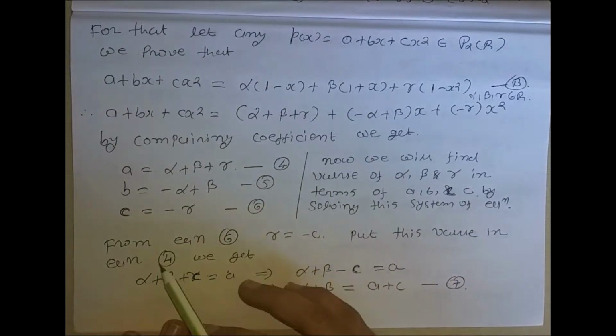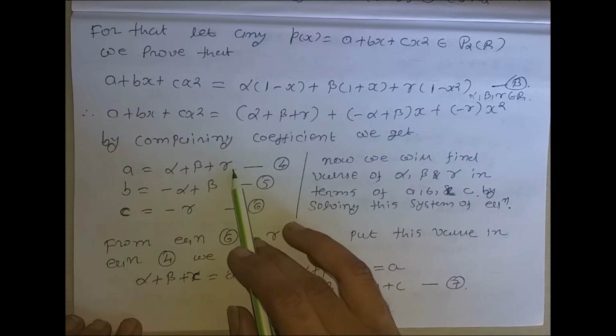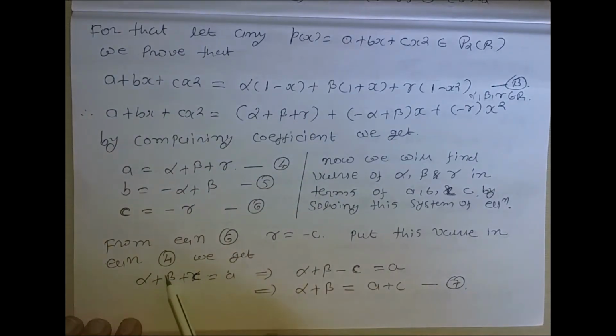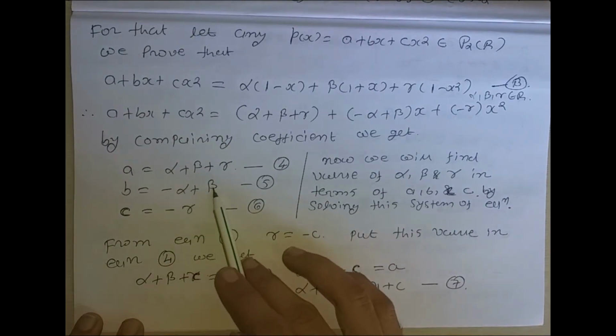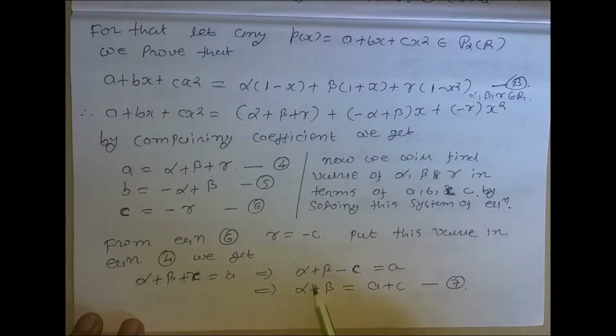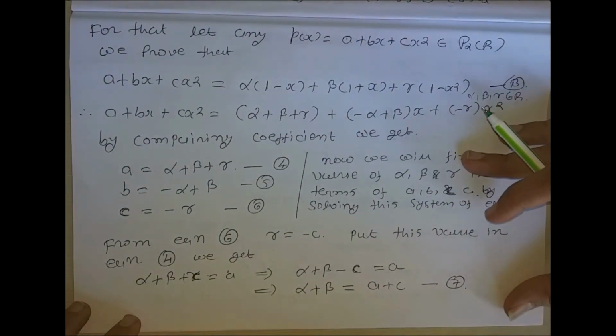So gamma is equal to minus c. Put this value in equation number 4, alpha plus beta plus gamma is equal to a. So we get alpha plus beta, with gamma equal to minus c, is equal to a. So we get alpha plus beta is equal to a plus c, equation number 7. Here minus alpha plus beta is equal to b, and here alpha plus beta is equal to a plus c. By solving equation number 5 and 7, we get the values of alpha and beta in terms of a, b and c.